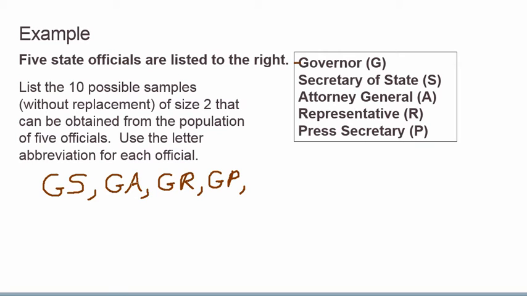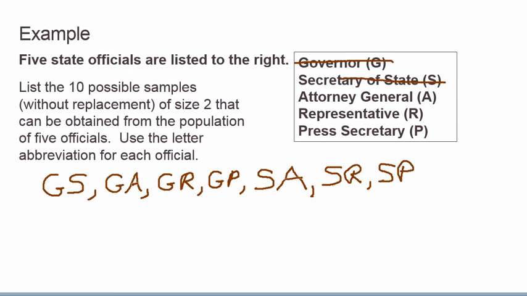The governor first, Secretary of State second is the same as Secretary of State first and governor second. So now that I've used the governor, I'm going to move to Secretary of State. I've already paired the Secretary of State with the governor, so I'm going to pair the Secretary of State with the Attorney General. Then I'm going to pair the Secretary of State with the representative. Then I'm going to pair the Secretary of State with the press secretary.